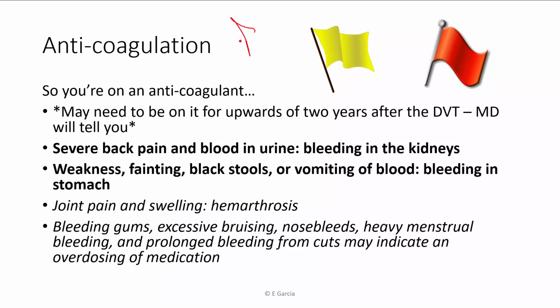This is a good slide to know because these are anticoagulant precautions. Once a patient is on a blood thinner or anticoagulant, depending on what the MD says, they might have to be on it for an extended period of time. So you might be seeing them for, like, I don't know, knee pain, but they're still on it from a DVT that happened 18 months ago or something like that. So you need to be aware that basically they can have inappropriate bleeding.